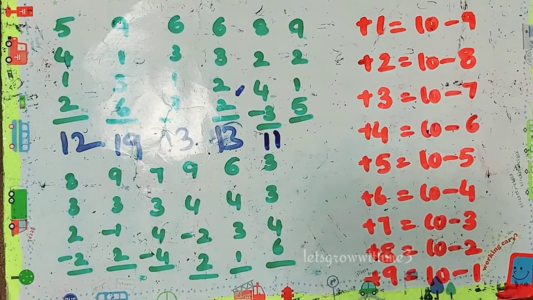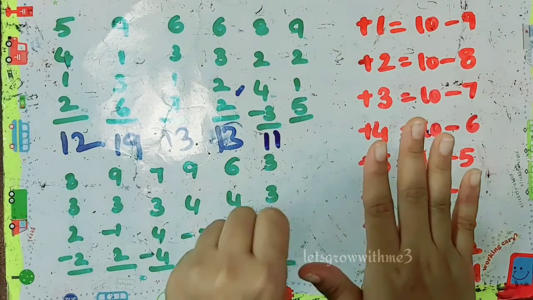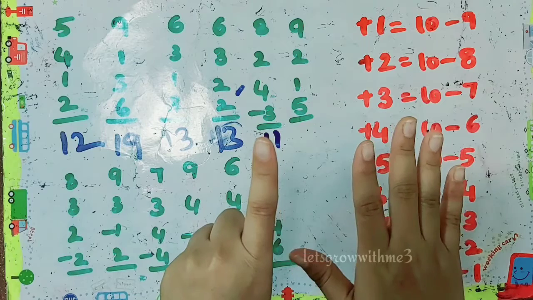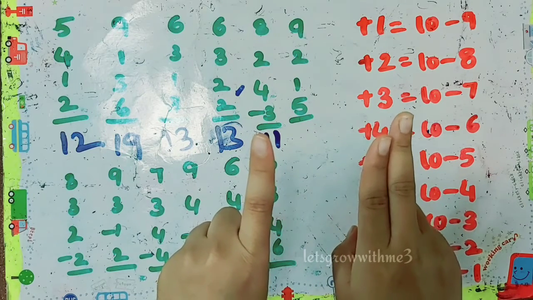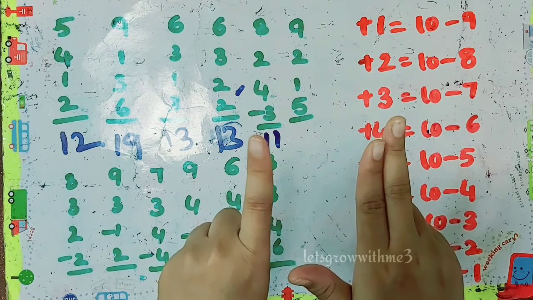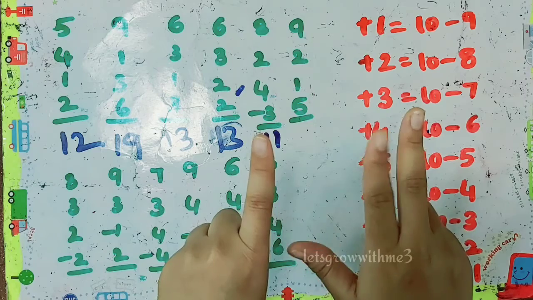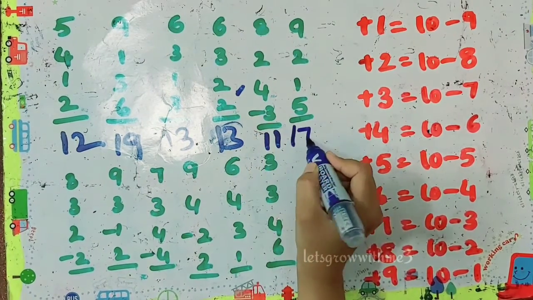Next question. 9 plus 2, plus 10 minus 8. Then again 1 plus 1. Then plus 5. So the answer is 1, 7, 17. Next question.